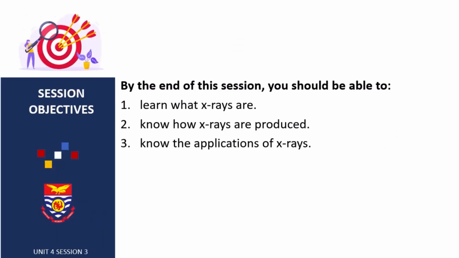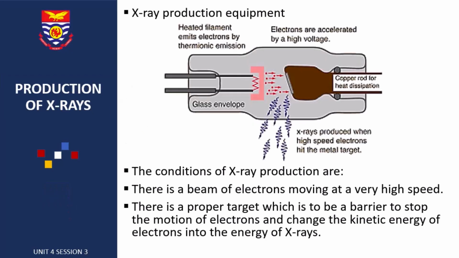The first objective is to learn what an X-ray is, know how X-rays are produced, and know the applications of X-ray. X-rays are produced when rapidly moving electrons that have been accelerated through a potential difference of an order of 10^3 to 10^6 volts are allowed to strike a metal target. X-rays are also produced in a highly evacuated glass bulb called the X-ray tube that contains essentially two electrodes, that is, an anode and a cathode.